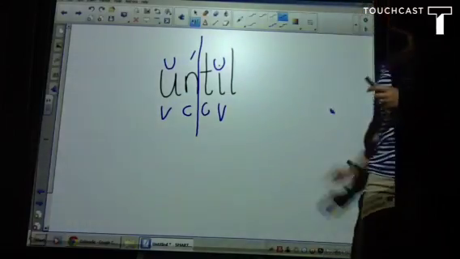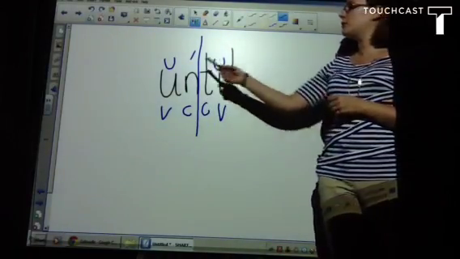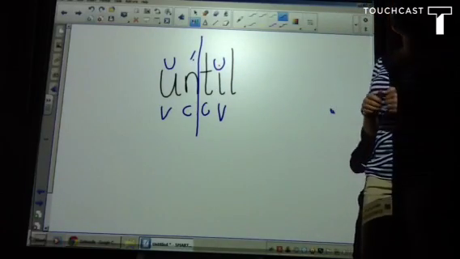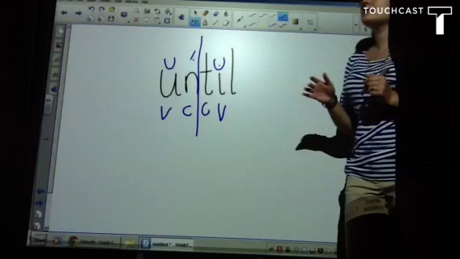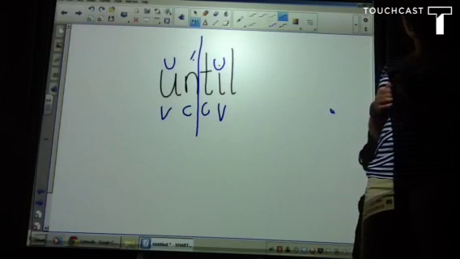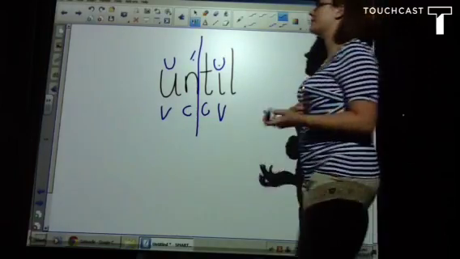All right. Let's try reading this word the way we have it coded. Remember, syllables that are accented are going to be louder, longer, and higher. Until. Does that sound right? It sounds funny. It does sound funny, doesn't it?